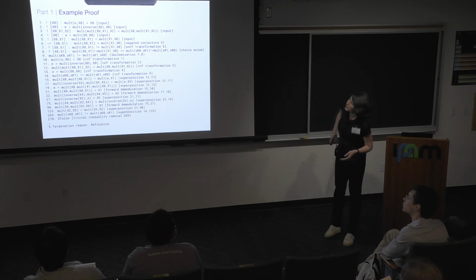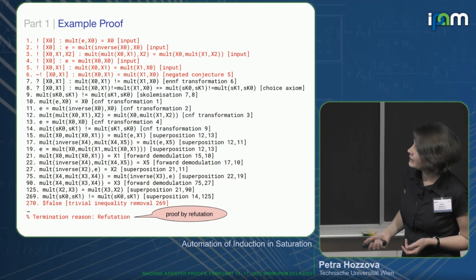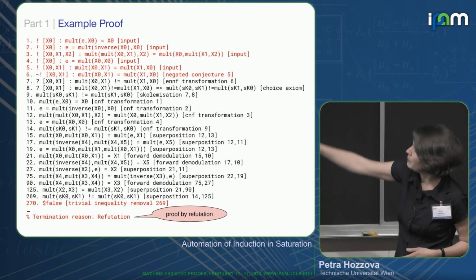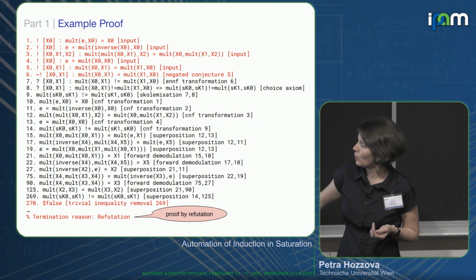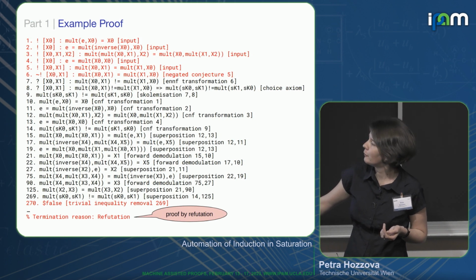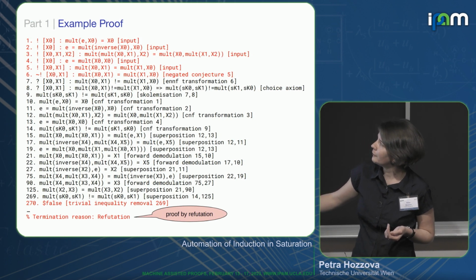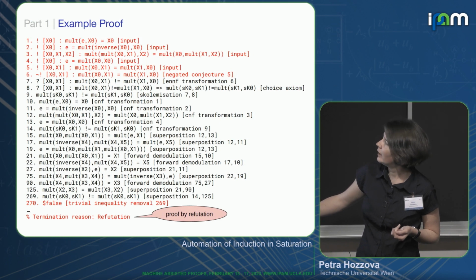Okay, so this is the whole proof. It has something around 25 lines, I guess. And we can see it consists of multiple parts. We can see here that what we're actually doing is proof by refutation. So the proof finishes when we derive false. And we can see at the beginning, the first couple of formulas are the input. And then formula number 6, that is the negated conjecture.